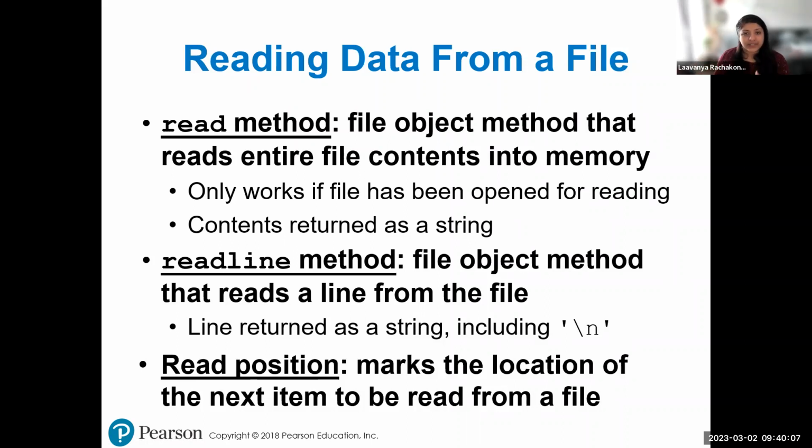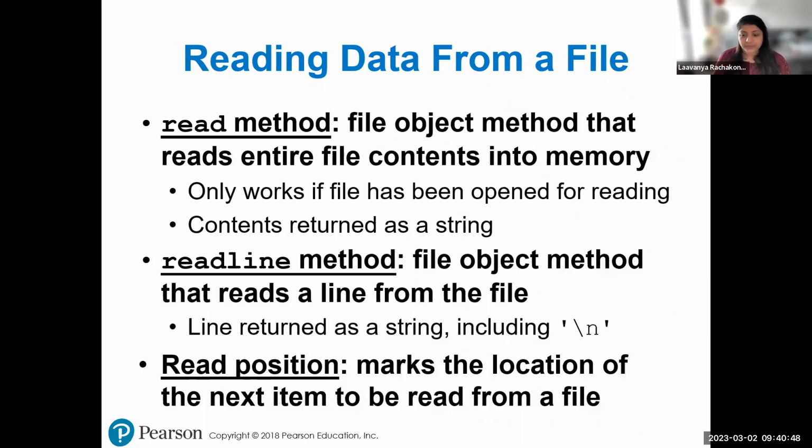So if you want to access line by line, then you will be using readline. But if you just want to print all the contents of the file, then you can directly use the read method. Read only works when the file has been opened for reading, and contents are returned as strings. Even if you use readline, all the contents are returned as strings, including the \n. So when you are using the readline method, you'll have to make sure that you remove the \n to not see any extra lines in between the outputs. We'll see how that looks in the next slide.